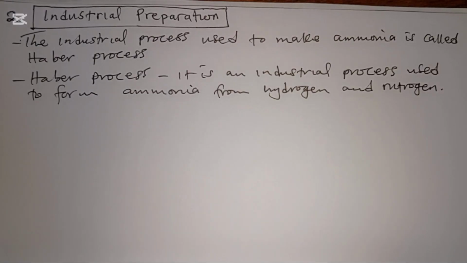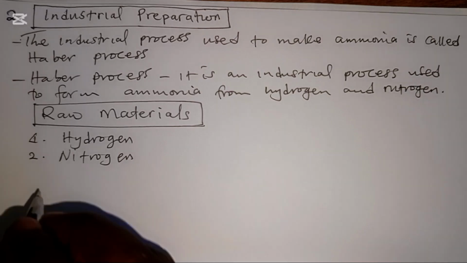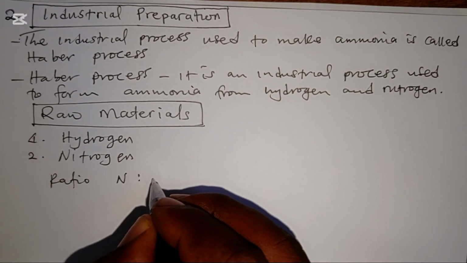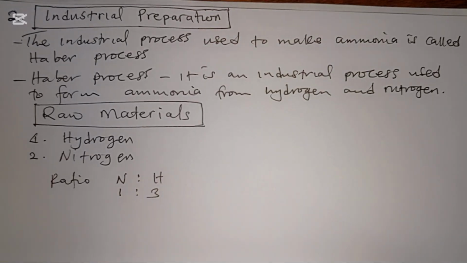So now the raw materials that are used in the preparation of ammonia in industry are just two. So we need to have nitrogen and hydrogen. So those two are the raw materials. So these raw materials are in a ratio. Where there is one nitrogen, there must be three hydrogen atoms. So the ratio of nitrogen to hydrogen is nitrogen 1, hydrogen 3. So that is the ratio.